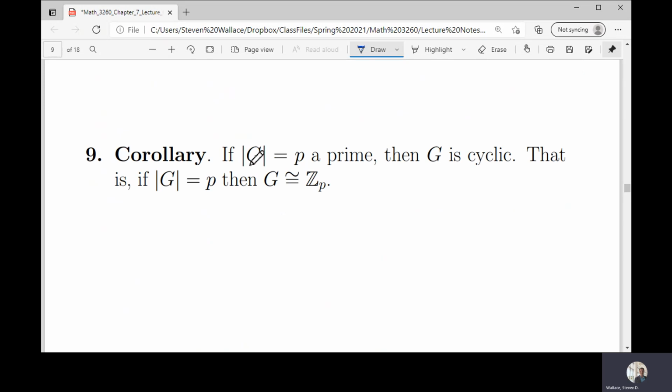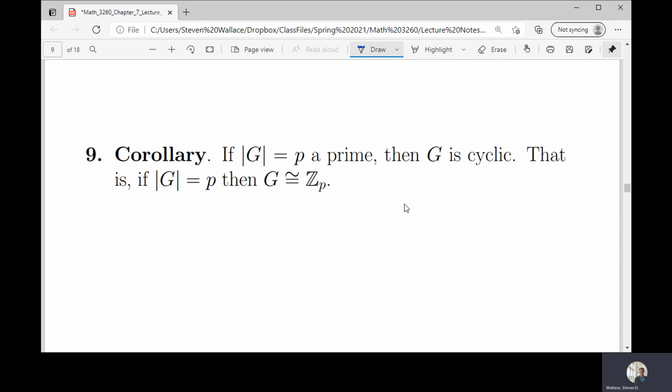This also shows that if a group has prime order, then it must be cyclic. In other words, there's only one isomorphism class of groups with prime order, because we showed a cyclic group of order p is isomorphic to the integers modulo p.